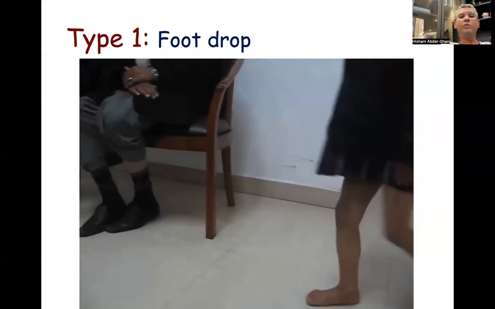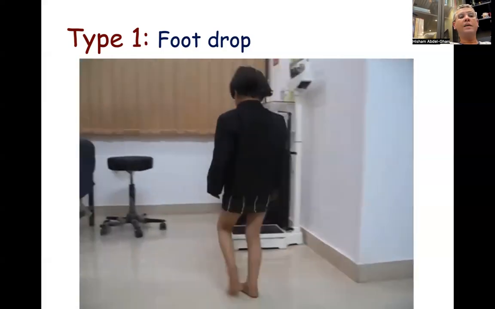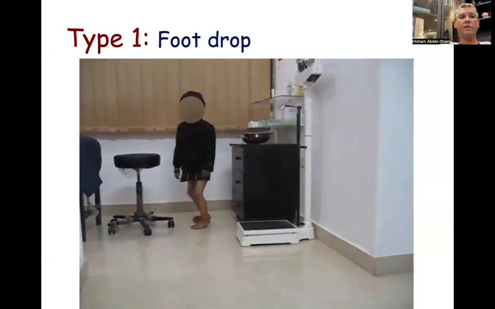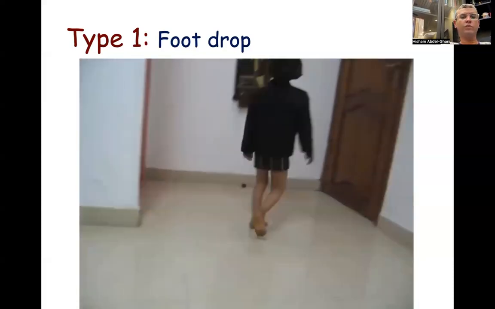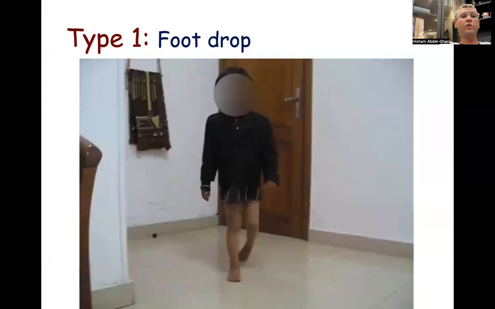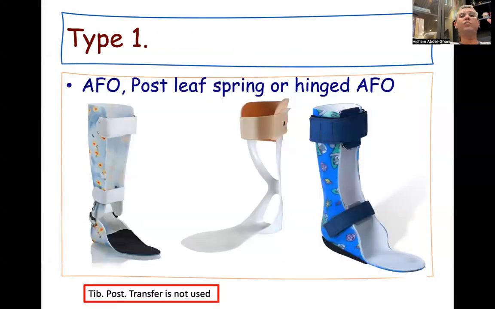It is very important to realize this foot drop, because even after release of the plantar flexor, the patient has to wear a walking AFO, or ankle foot orthosis, to prevent this foot drop and provide the patient with heel contact during stance phase. So treatment of type 1, which is the foot drop, again, is by use of walking orthotics, either a rigid AFO, posterior leaf spring, or hinged AFO.